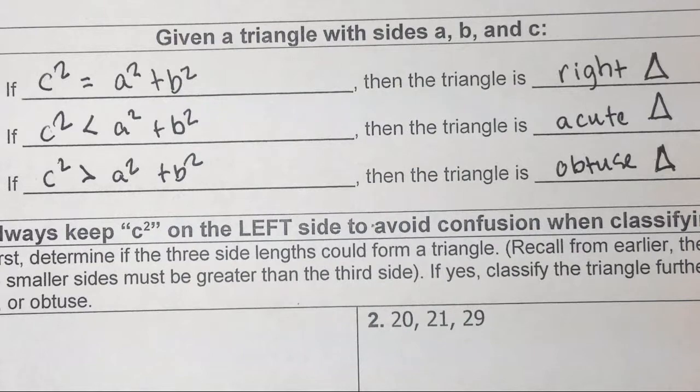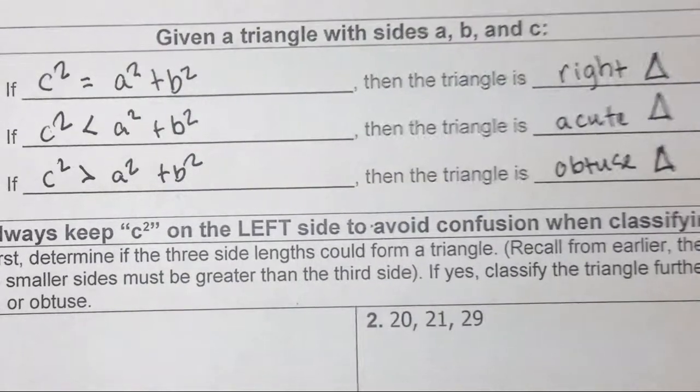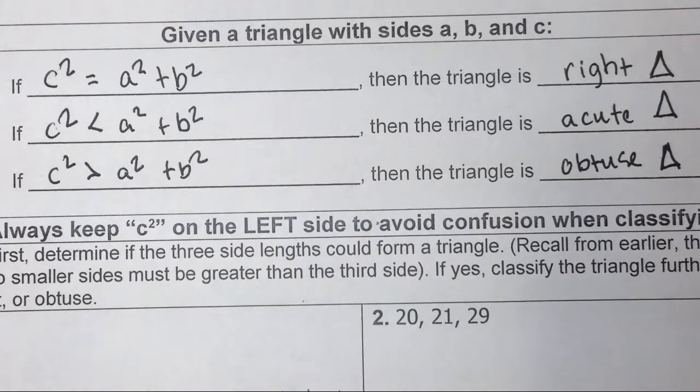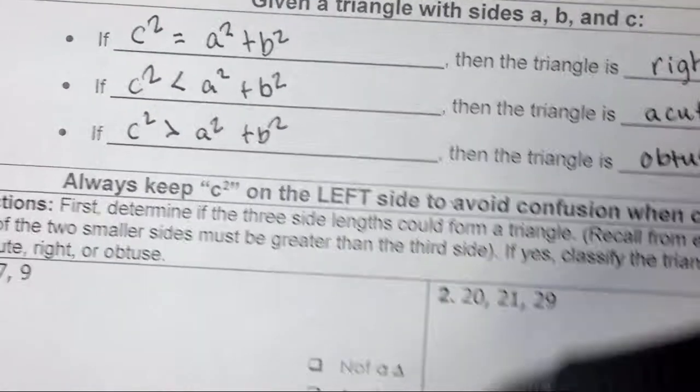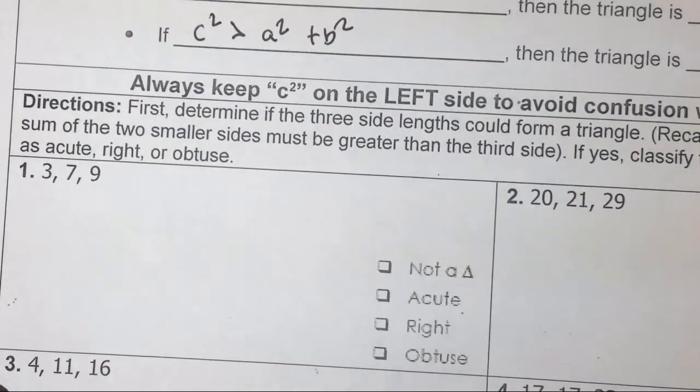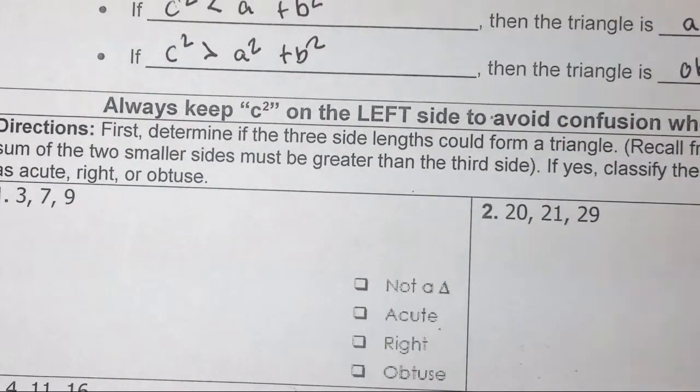Alright. So that's the Pythagorean Theorem Converse. The converse part is these two here. So here, c squared is less than a squared plus b squared, or c squared is greater than a squared plus b squared. So this part right here, part of it's going to feel very familiar. 1, 2, 3, and 4. We've done this before. Let me read the directions for you. First, it says always keep c squared on the left side to avoid confusion when classifying.